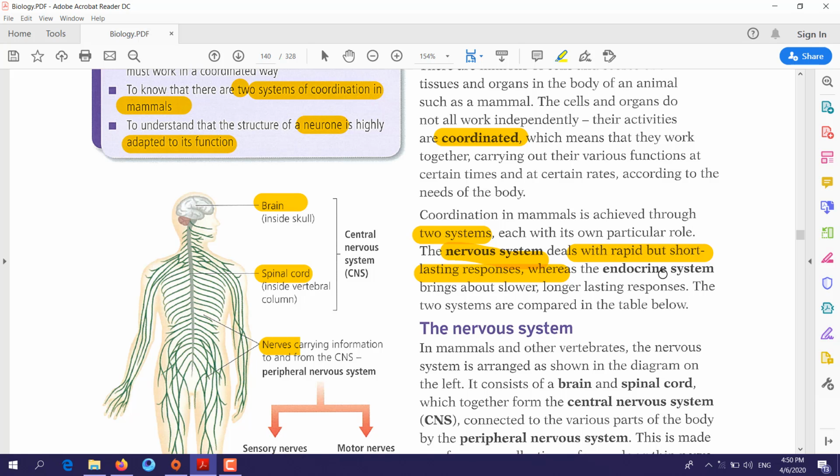But if we compare between these two systems, we will see how they differ from each other. In the nervous system, we said it deals with rapid but short-lasting responses. So the response of the nervous system is rapid, but it lasts a short time. In contrast, the endocrine system is the opposite. It's slower but has longer-lasting responses.